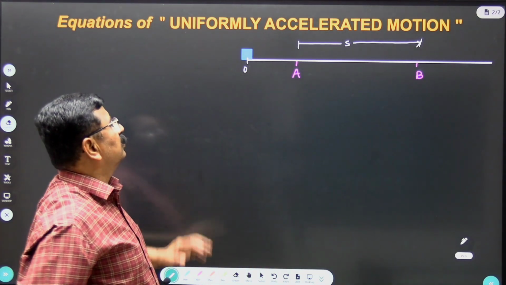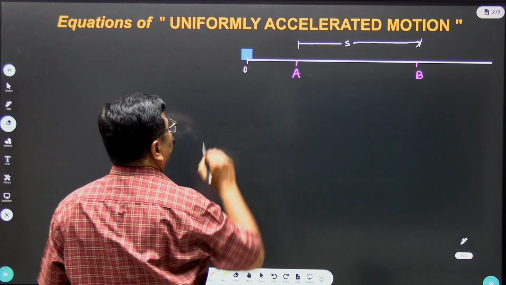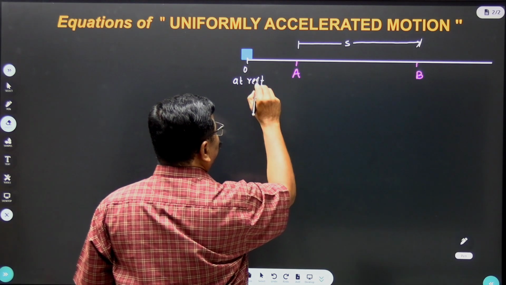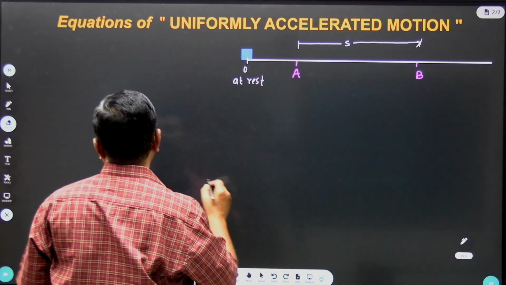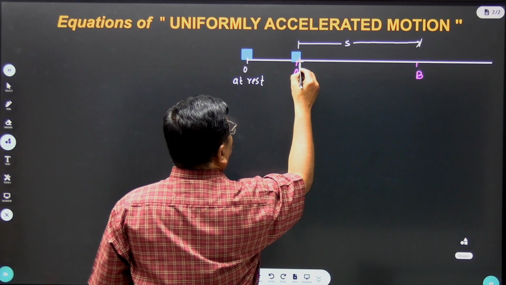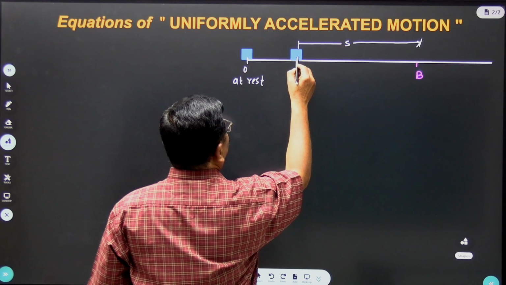Now let us consider this case. Let the body be at point O. Here the body is at rest, so therefore the velocity here is 0. But now I have applied force and the body starts moving. So the body comes to this point A. Definitely its speed is more than this.